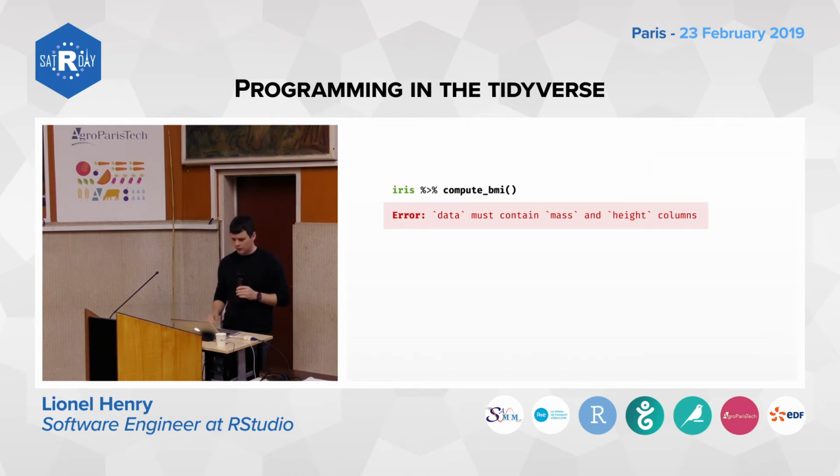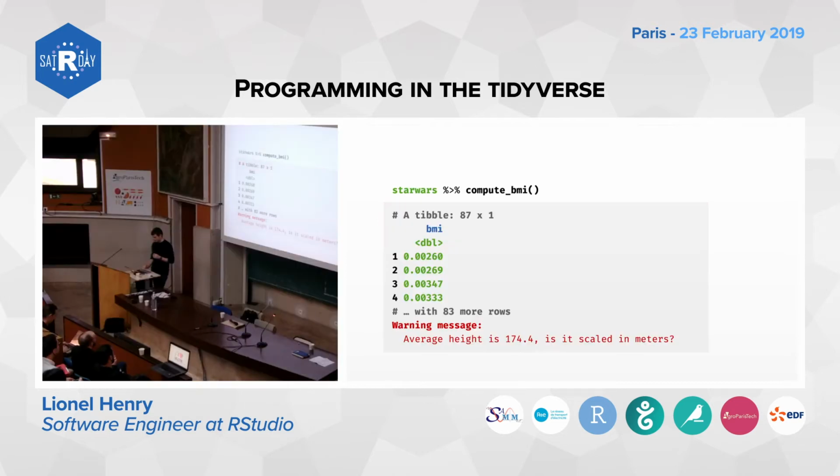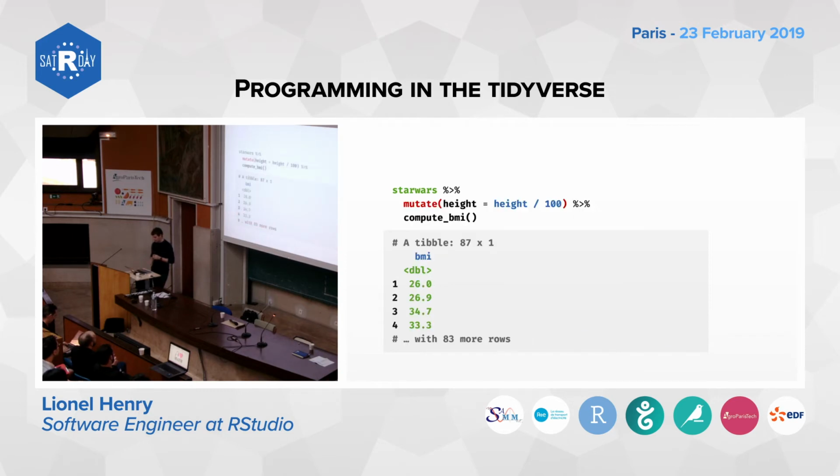So this function, you can use it like this. If you pass the wrong data frame to it, you get this error that it doesn't contain mass and height. If you pass a data frame that isn't appropriately scaled, you get this warning. And that gives your users the opportunity to rescale the variable, and now they get the BMI.